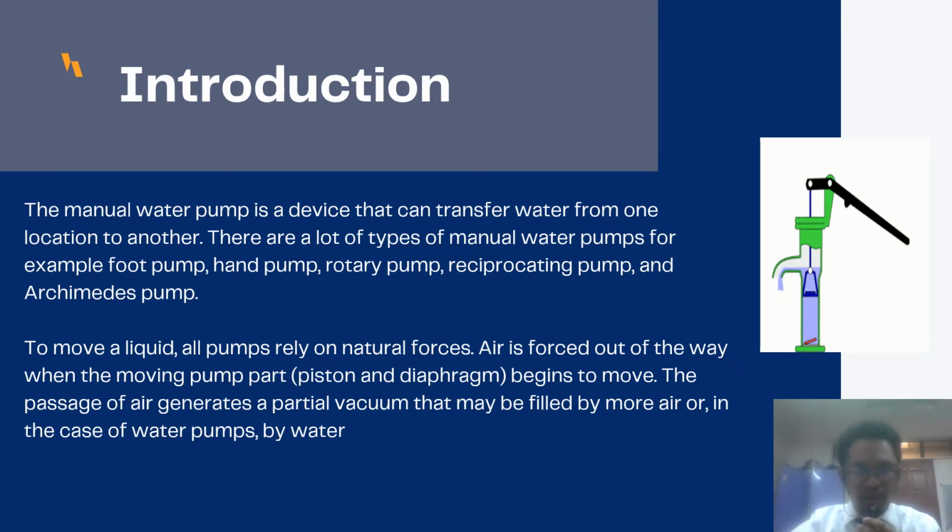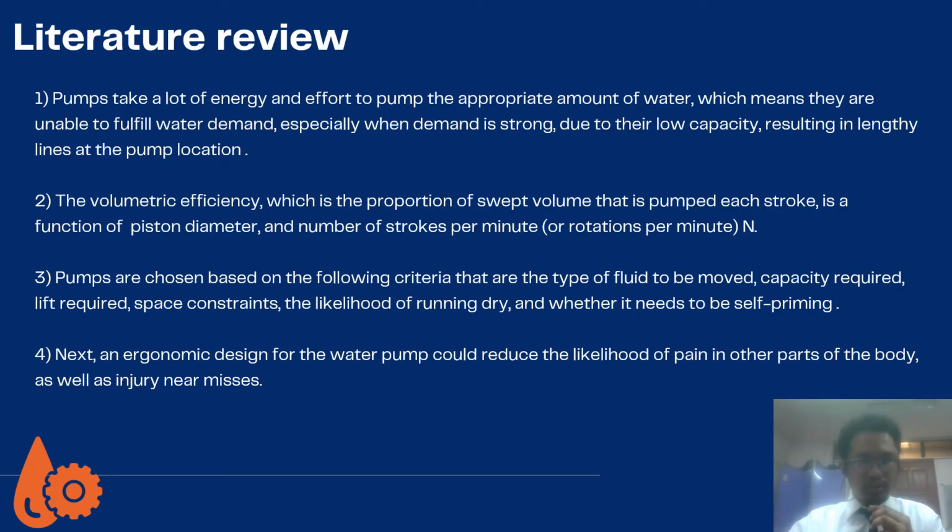For example, hand pump and rotary pump. The pump works when the air is forced out of the way when the moving parts, that is piston and diaphragm, begin to move, which causes the pace of air to generate a partial vacuum to lift water from the tank. Next is the literature review.